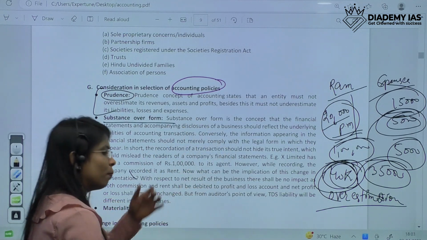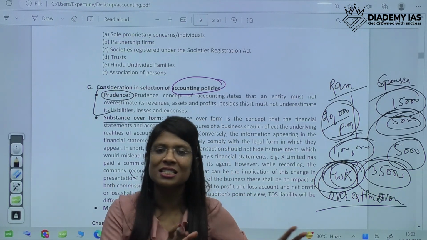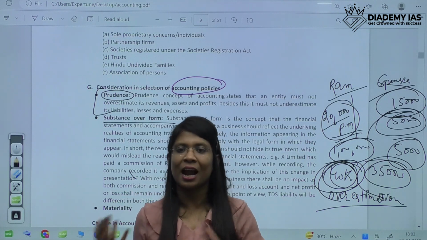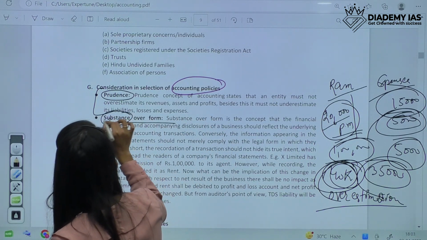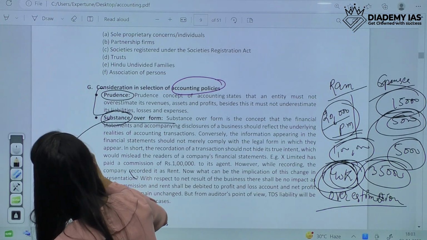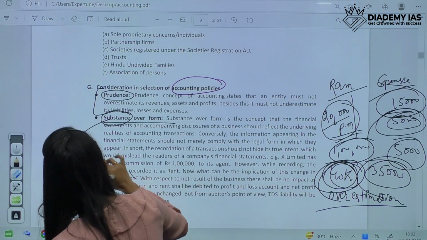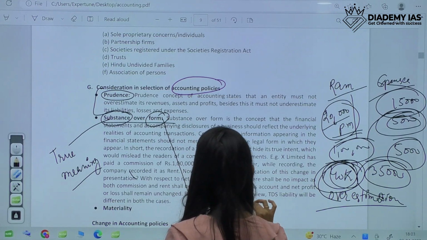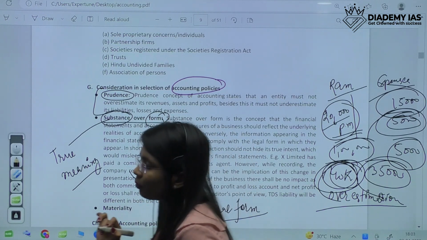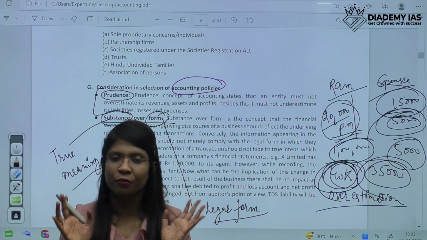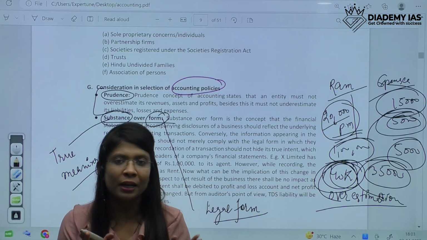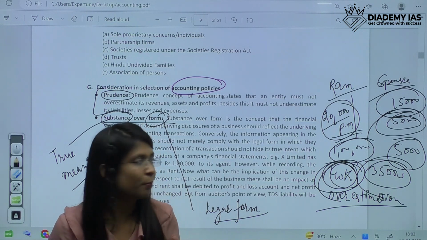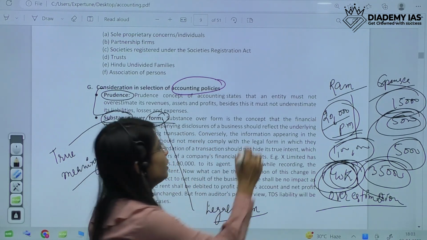Next is substance over form. Substance over form says that substance is equally important as form, or substance is more important than form. So what is the substance and what is the form? Substance is the true meaning, and form is the legal form. In some cases you must have given the true picture legally, but it is not true substantially or in true faith. It's not true to the users of the statement. How is it possible? For example, there is a rent of rupees 1 lakh.